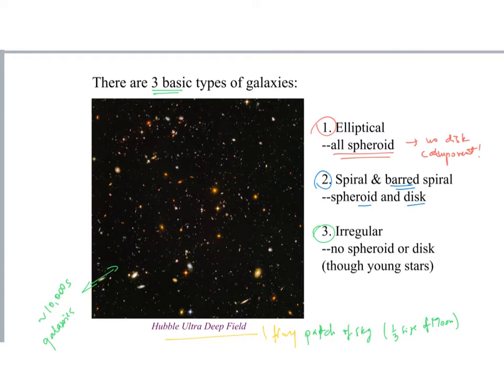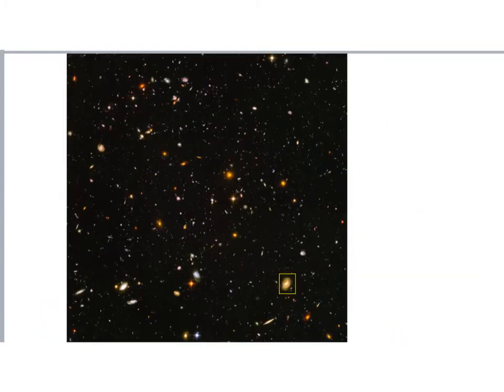There is something that generally characterizes them, and that is they're generally made of young stars. There is a lot of blue light coming from those galaxies. So let's look at some examples of these different types.